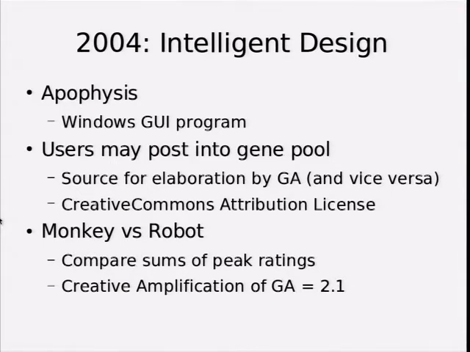And so when users come up with something that they like, they can use a menu command to post it into the gene pool and submit it. And it gets distributed to everybody's machine. It shows up on their screens, and if it's popular, if people vote for it, then it will reproduce, and variations of it will appear.